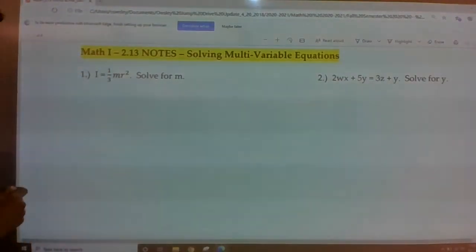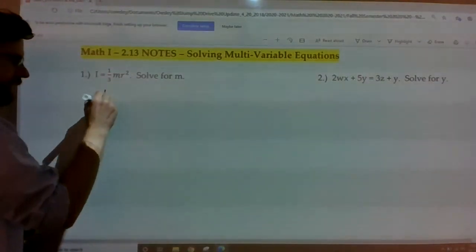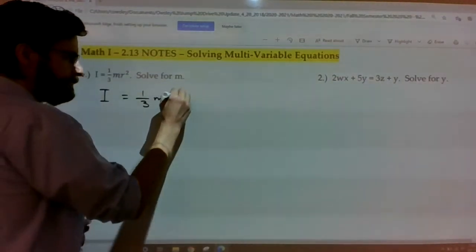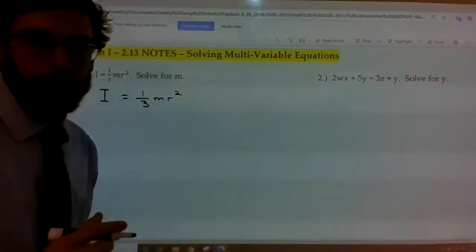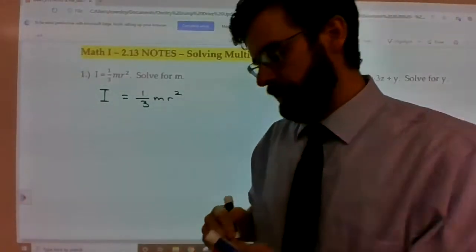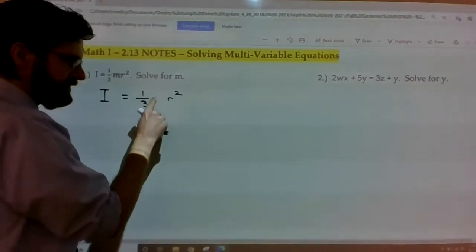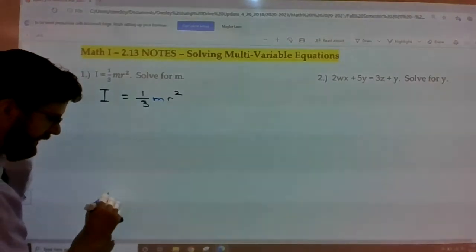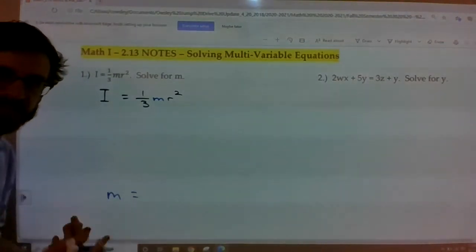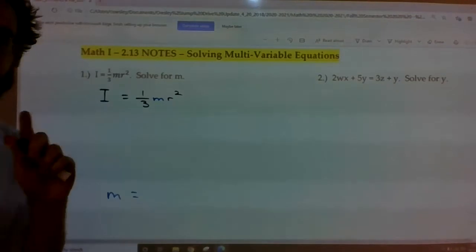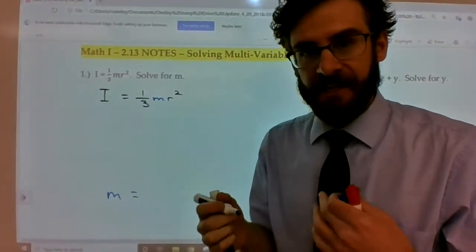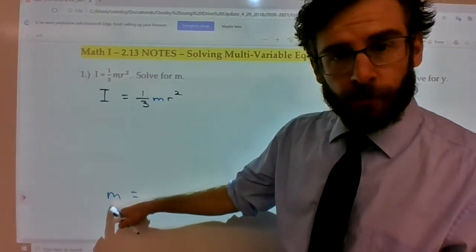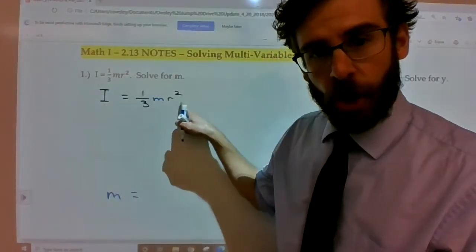So as you can see right here, I've got I equals 1/3 times mr squared. Okay. My job in this case is to get m by itself. So I'm just going to put that in a different color to kind of highlight the fact that this m is going to be there at the end. It's going to be m equals some variable expression. I'm not going to be able to get m equals like some constant number. I can't get m equals 3 or 3.5. The m is going to be written in terms of I and r's.